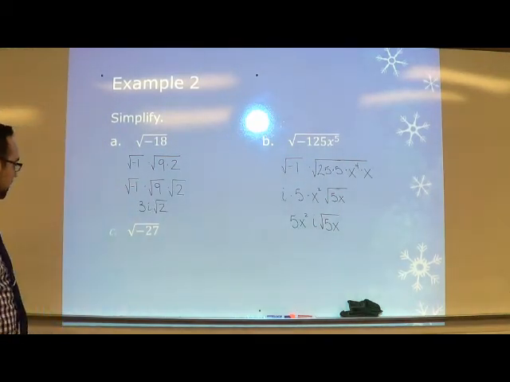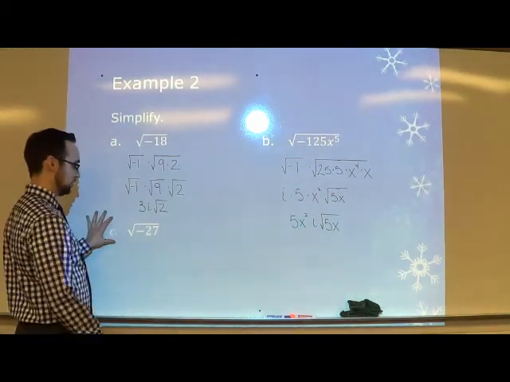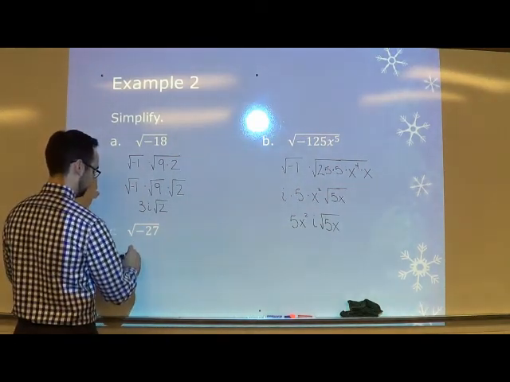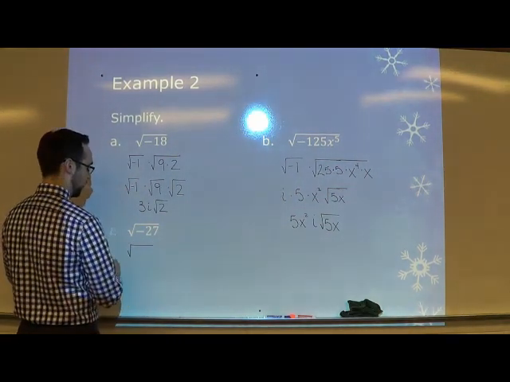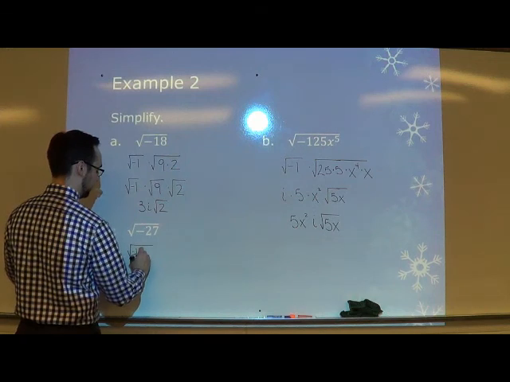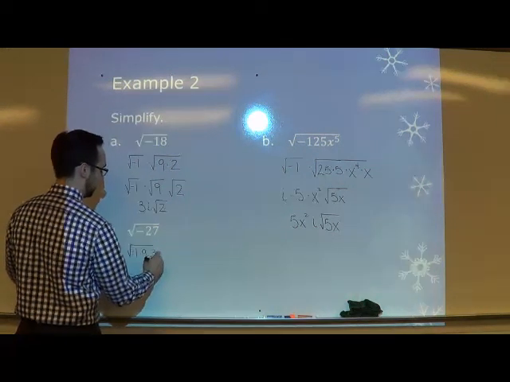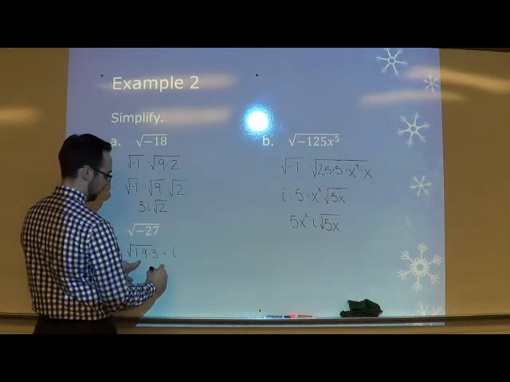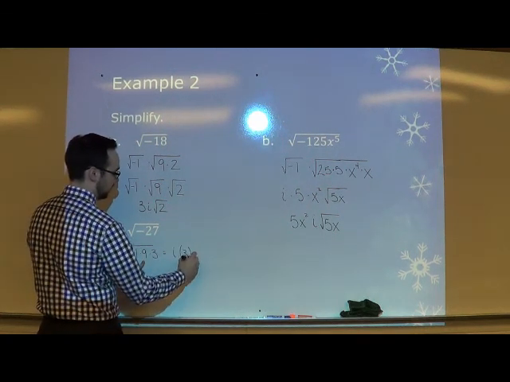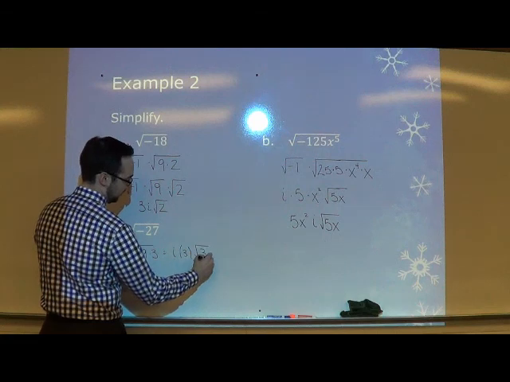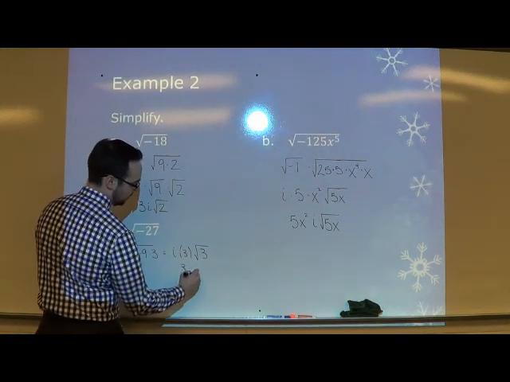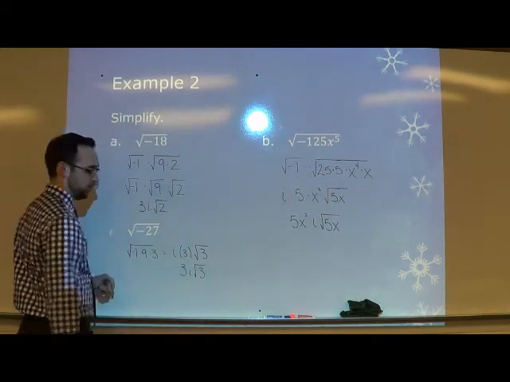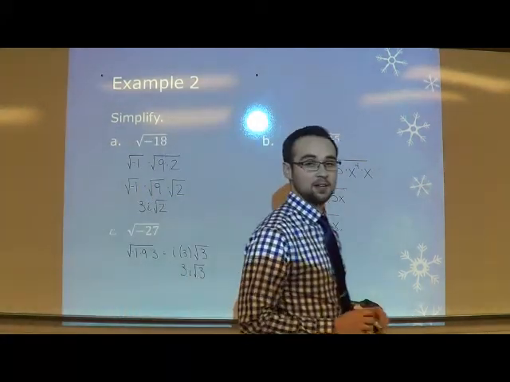So it doesn't look very pretty, but that is actually the simplified version of what they gave us. Then we have the square root of negative 27. So the square root of negative 1 times 9 times 3. So square root of negative 1 is i. Square root of 9 is 3. And then we're left with the square root of 3. So we have 3i square root of 3. And that's what we're doing.